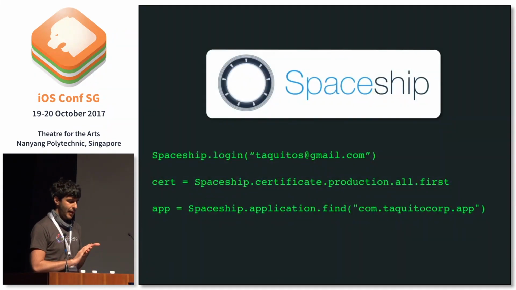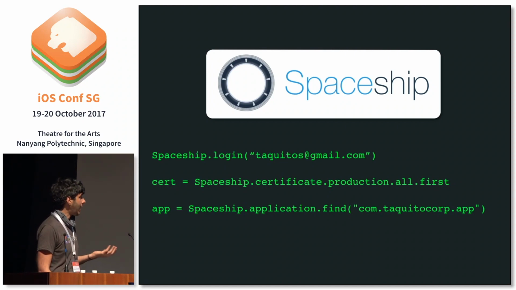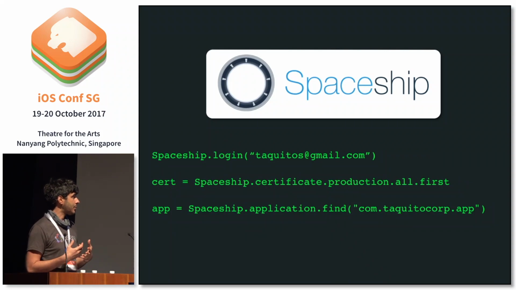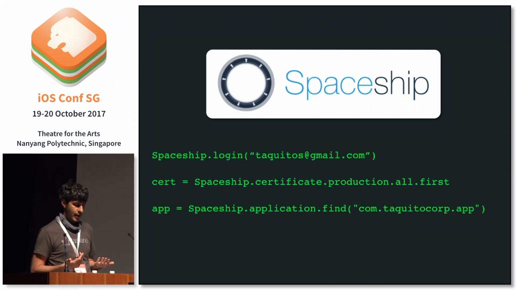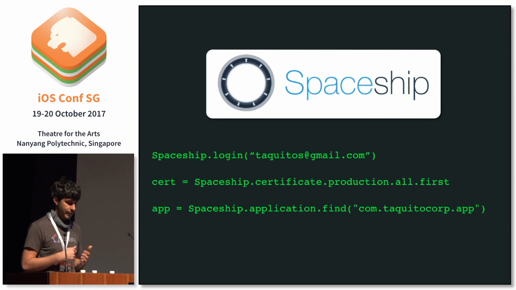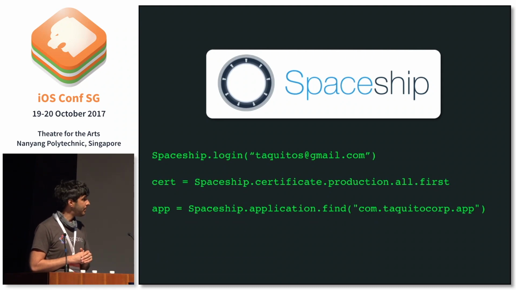So what does this look like, and how would you even use that? Well, you call spaceship.login and you provide an Apple ID. If this is your first time, it's going to ask you for a password. And then from there, you can just read the metadata that's associated with your account. You can modify these changes and push them right back up to the backend. The way that you interact with it is actually quite similar to how you would do Core Data or Active Record, if you're familiar with Rails. But you're actually modifying developer resources. So that's really pretty cool.